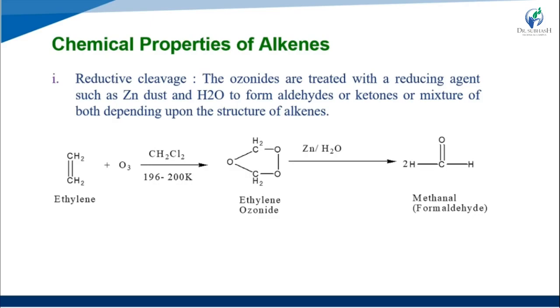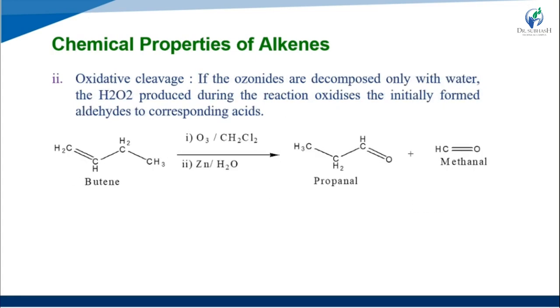So we take ethylene plus ozone, that is the ozonization process, making the ethylene ozonide. Then Zn and H2O, the reductive agents, cleave it and make formaldehyde, that is methanal, an aldehyde. This is the reductive cleavage. And now we study the oxidative cleavage.